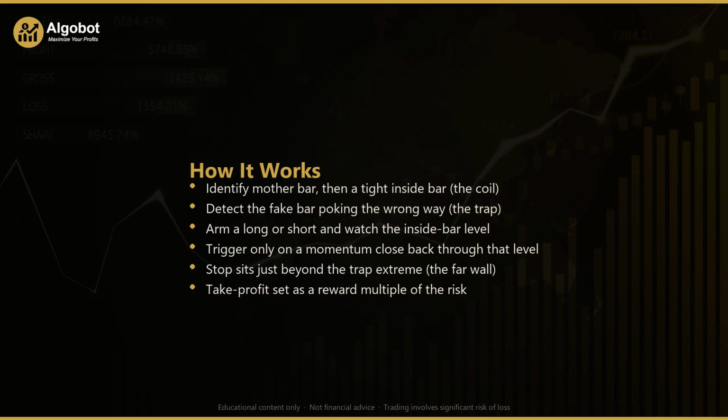Risk management is built into the structure. The stop loss is placed a small buffer beyond the trap extreme, the far wall, which is the lower of the inside and fake lows for a long, or the higher of the two highs for a short.